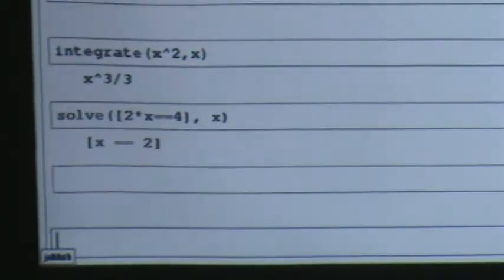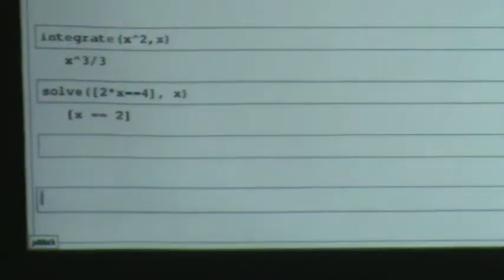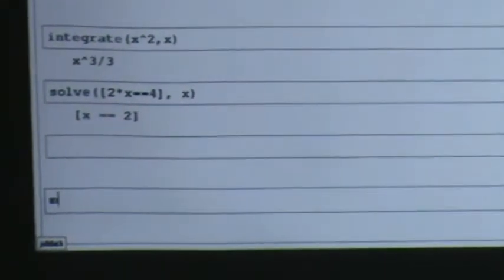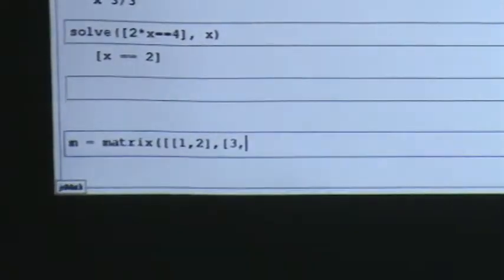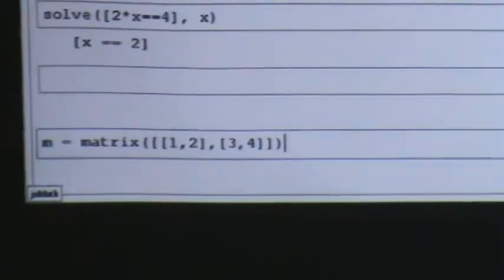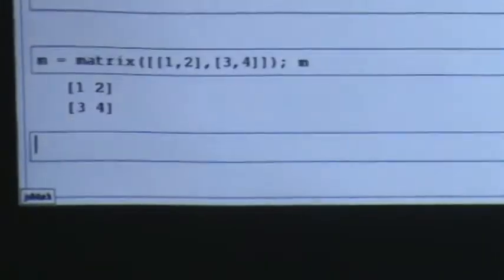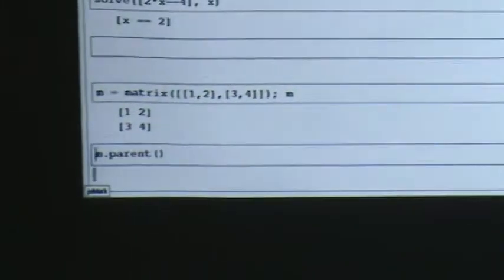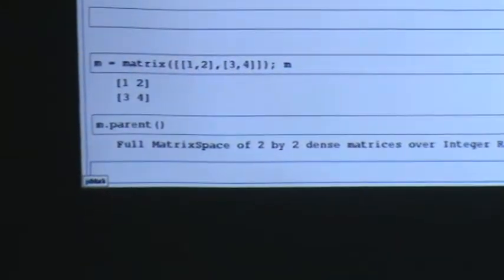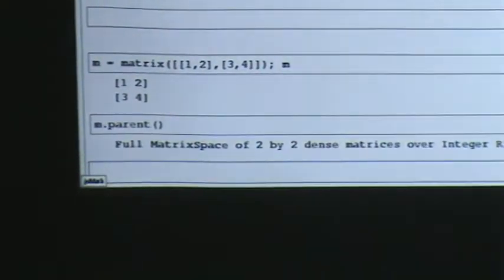Okay, so that's your standard calculus functionality. You can work with matrices. So you can define a new matrix. Say 1, 2, 3, 4. And there's the matrix. You can ask what its parent is. So it lives in the full matrix space of 2 by 2 dense matrices over the integers.